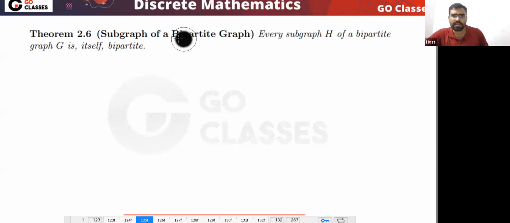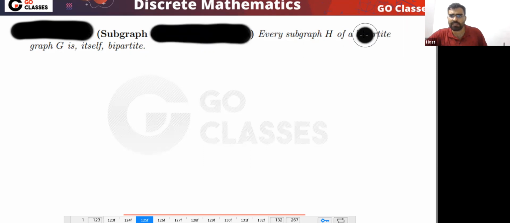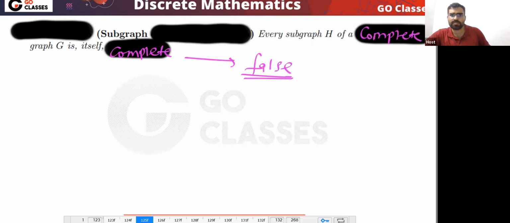Can I ask this same question for a complete graph? Every subgraph of a complete graph is complete. Will this statement be true? This statement will be false. Clearly, this statement will be false. We have already seen this statement in the last class.